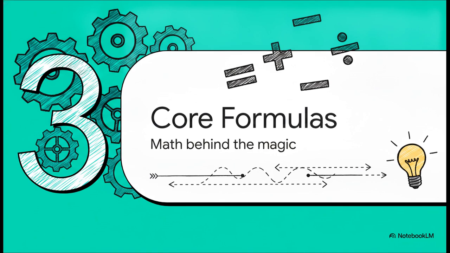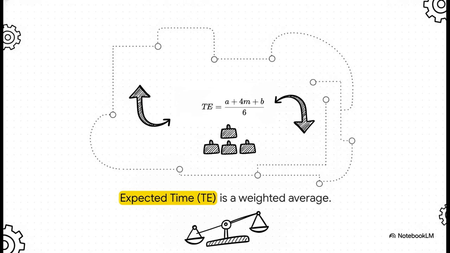All right, Section 3, core formulas and calculations. Let's get into the math behind the magic. Here's our very first core formula, expected time, or TE. This calculates the weighted average of our 3 time estimates. And look at the narrative of the math happening here. We add the optimistic time, A, plus the pessimistic time, B, but we multiply the most likely time, M, by 4. Why do we do that? Because we want to give the most realistic scenario the heaviest weight in our calculation. Since we're adding 1 A, 4 M's, and 1 B, we have a total of 6 parts. So we divide the whole shebang by 6. It's actually a beautifully simple logic.